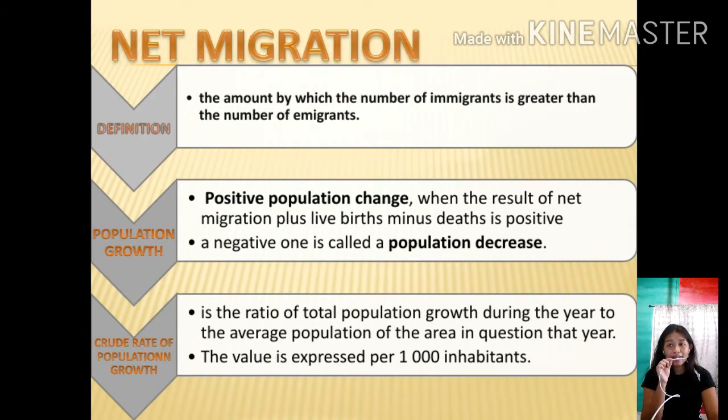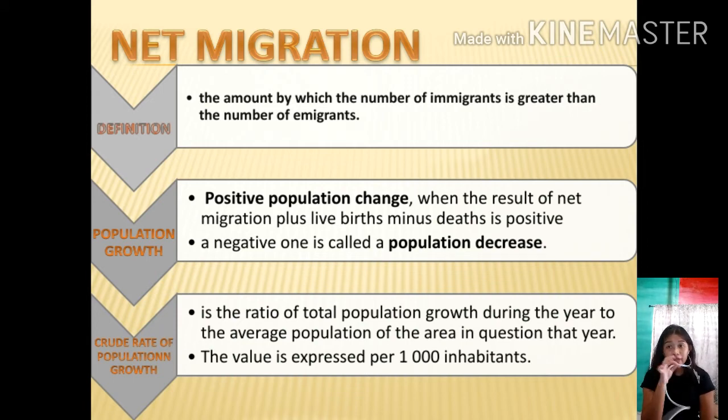So we will tackle net migration. Net migration is the amount by which the number of immigrants is greater than the number of emigrants. Immigrants are the people arriving to live in a country, while emigrants are the people leaving the country. Population growth is the positive population change when the result of net migration plus live births minus deaths is positive. A negative one is called population decrease.